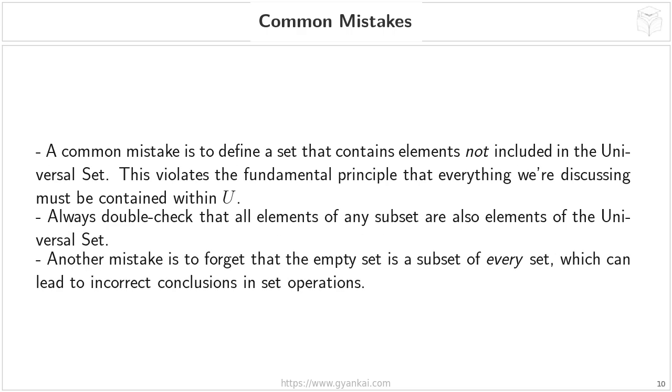Finally, don't forget about the empty set. We talked about it earlier, but it's a surprisingly common source of errors. The empty set, which we write as a symbol that looks like an empty bracket, is a subset of every single set, including our universal set. This might seem strange at first, but remember why. The empty set contains no elements at all. Therefore, there's no way it can contain anything that isn't in the universal set.